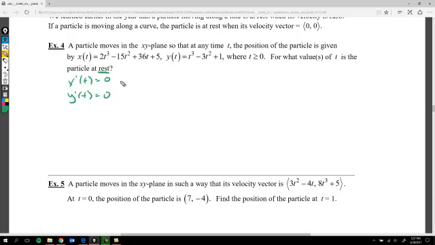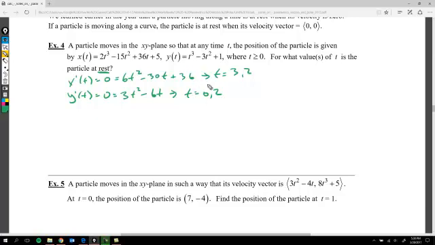Well, we have to find our derivatives. So my derivative of x is going to be 6t squared minus 30t plus 36. My derivative of y is going to be 3t squared minus 6t. So I need to solve both of these out. If you end up solving this out, you factor 6 out and then factor, you end up getting that t equals 3 and 2. And then for y, we end up getting that t equals 0 and 2.